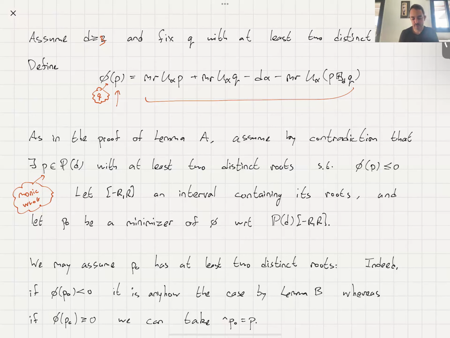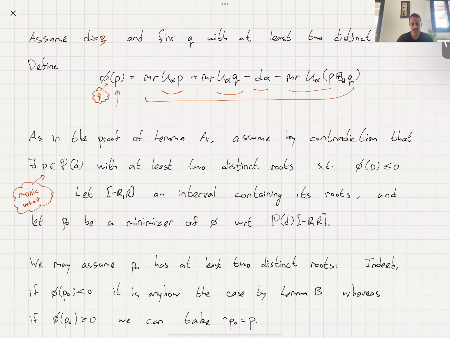Okay, so phi of P is the max root of U alpha P plus the max root of U alpha Q, minus that. And if this is strictly larger than or equal to 0, or strictly larger than 0, depending on the case, then you get the bound that you want, because you can move this to the other side. So as in the proof of lemma A, it's actually very similar. We are going to assume by contradiction that that's not the case.